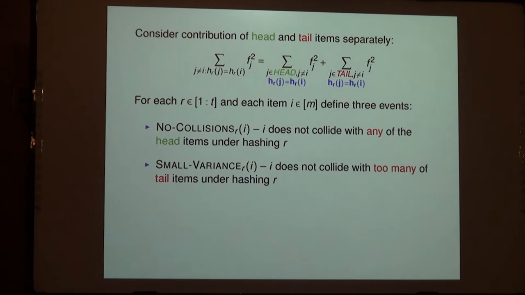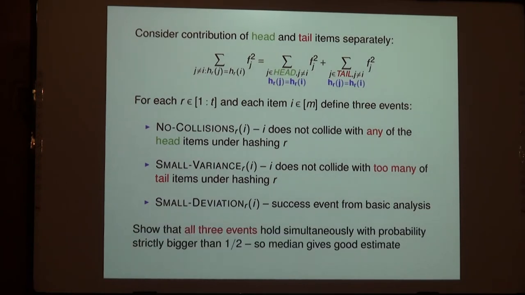Then the second event is the small variance event. Again, it depends on i and depends on r. This is the event that basically the second term is not much more than a 1 over b fraction of the sum over the entire universe. This is some kind of Markov's inequality. And finally, there is a small deviation event, which is the good event by Chebyshev's inequality in the basic analysis.